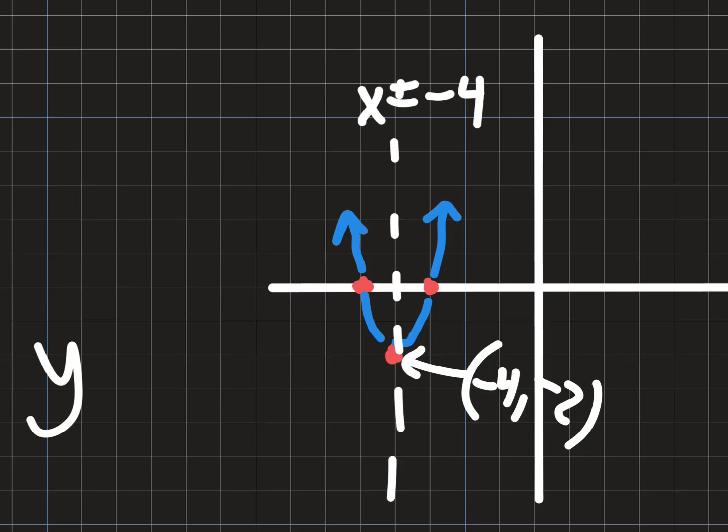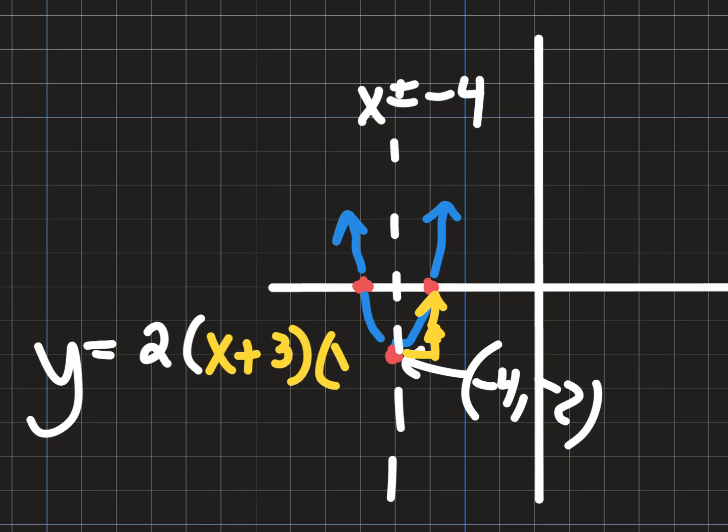If you're going to write an equation, I bet you started with a 2 in the front because of the fact that when we go over 1 and up 1, there isn't anything there. But you got to go up 2. So you have a 2 in front, and then you have an x minus or plus? x plus 3 and x plus 5.